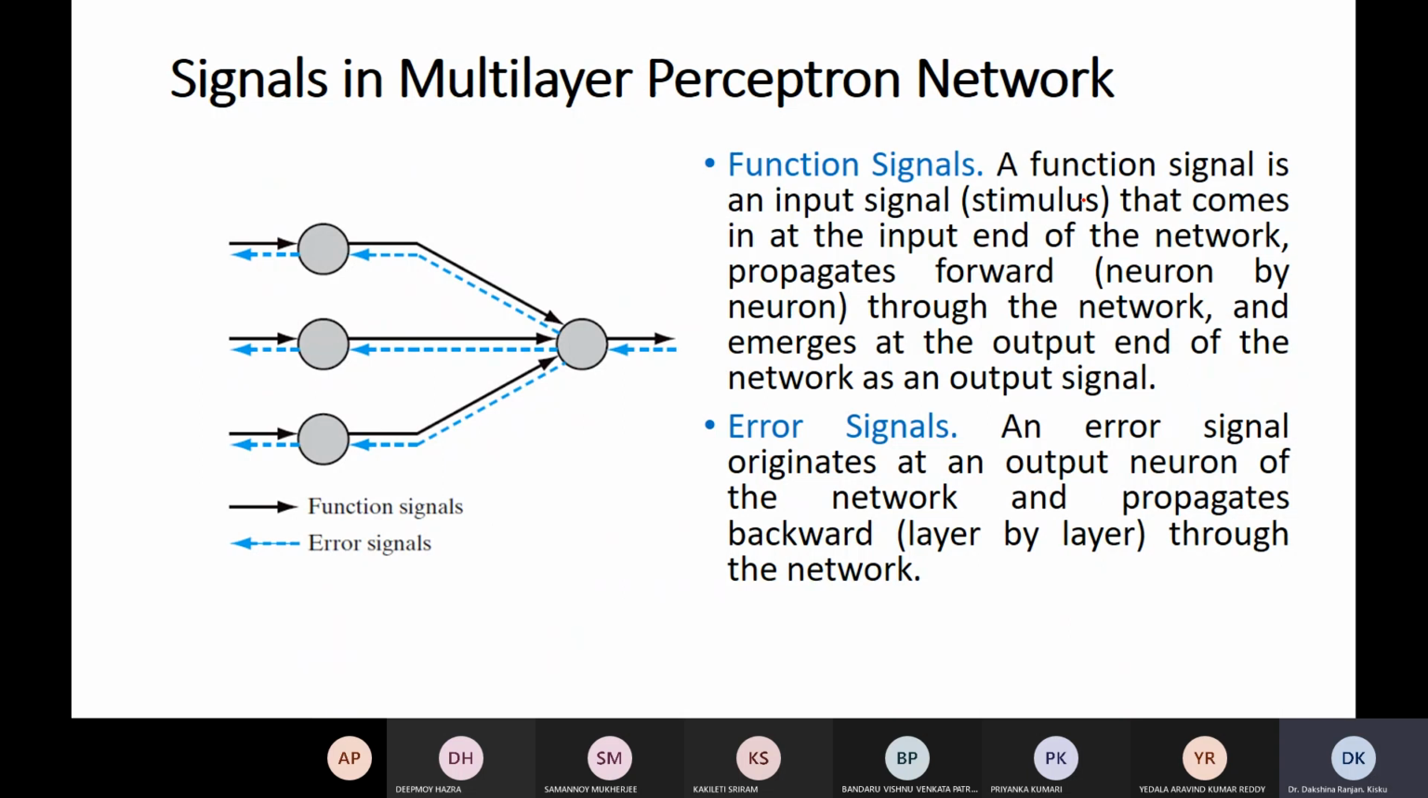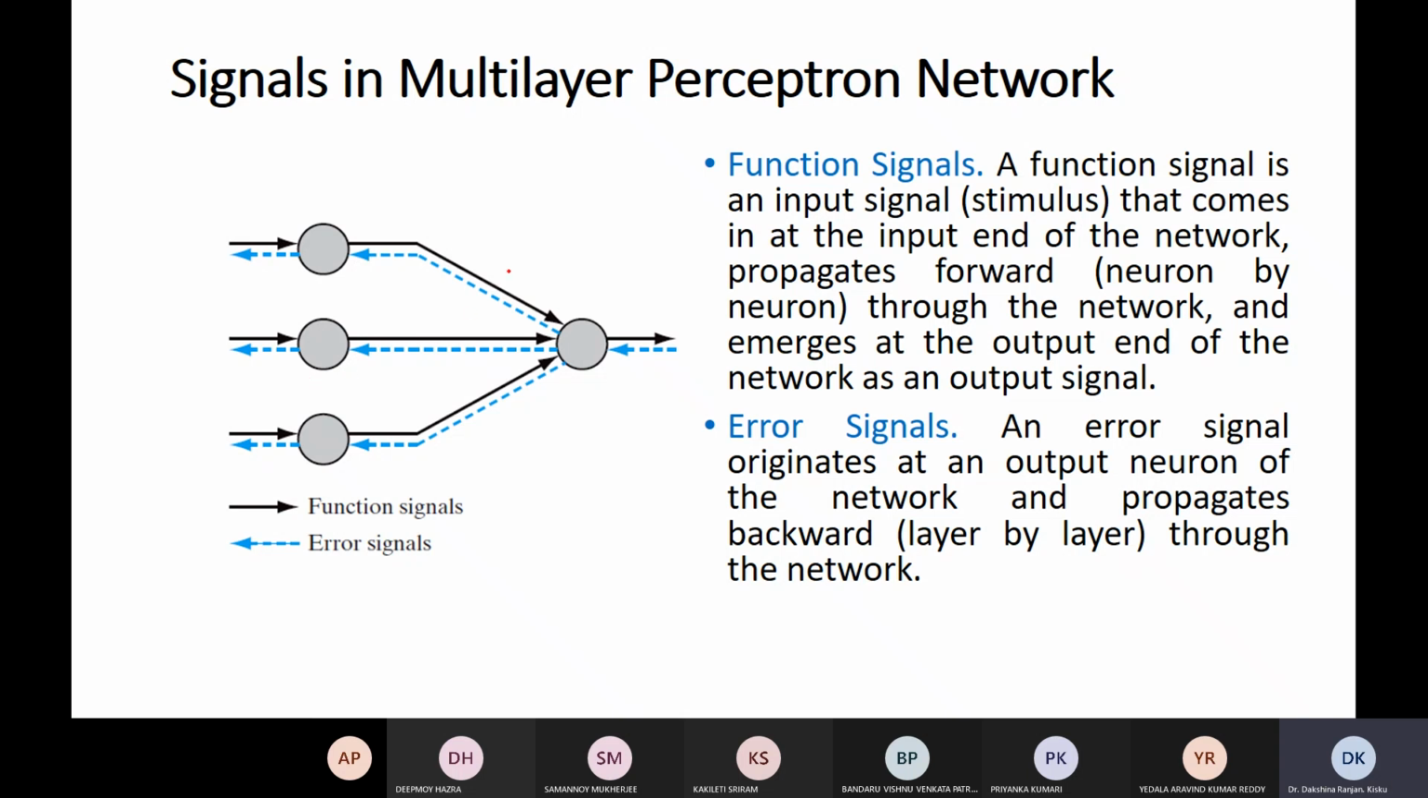Now, what signals can we observe in multilayer perceptron networks? Basically, we can consider two different signals. One is called the functional signals, and the other is called error signals. Now, what is a functional signal? If we consider this diagram, we can see that the functional signals are propagated in the forward direction, but the error signals are propagated in the backward direction.